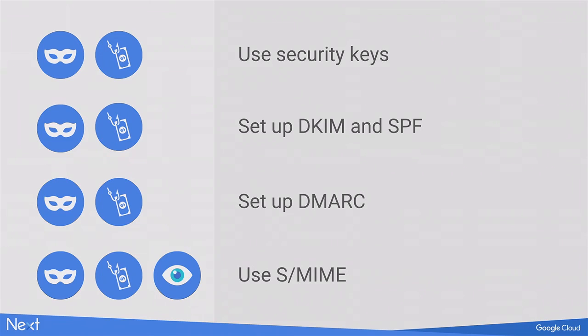The next one is to use S/MIME. S/MIME gives you the best level of security and encryption for email messages. That means every message is going to be both signed and encrypted with a user-specific key, and it's going to be encrypted through all the hops it goes between the sending server and the receiving server.